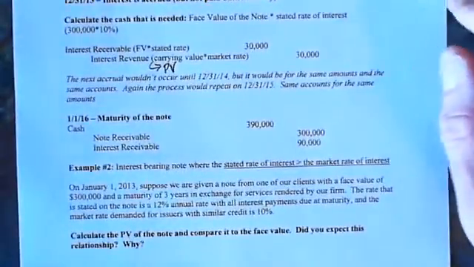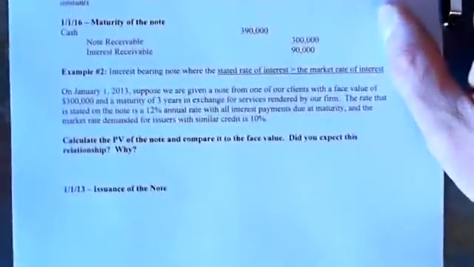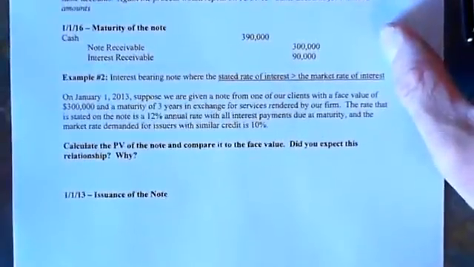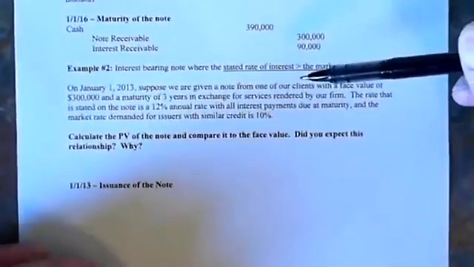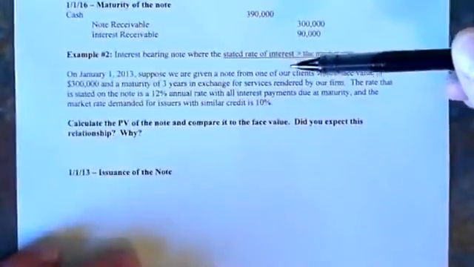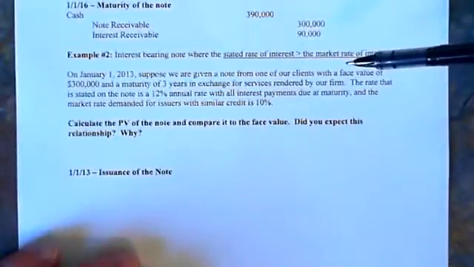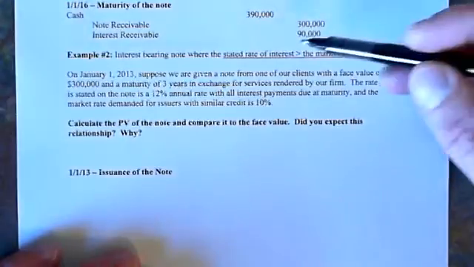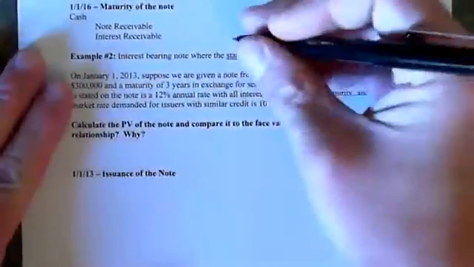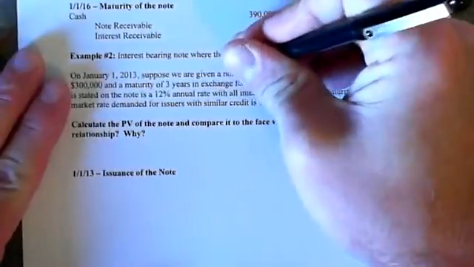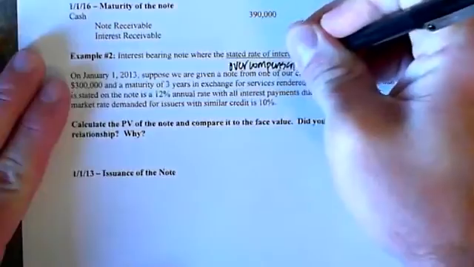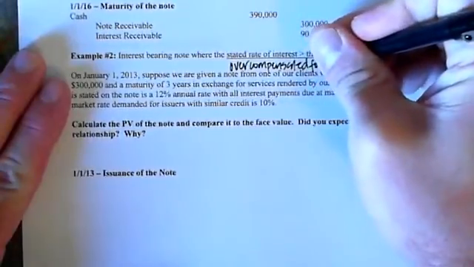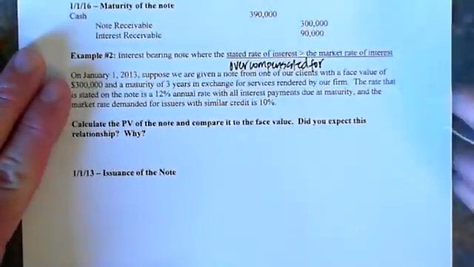So now let's move to a bit more interesting problem where the stated rate of interest and the market rate of interest are not equal to one another. And in fact, what we find in this problem is that the stated rate of interest is greater than the market rate of interest. So if the stated rate is greater than the market rate, what you want to think about is that we are being overcompensated for risk, for the risk of the borrower in particular.